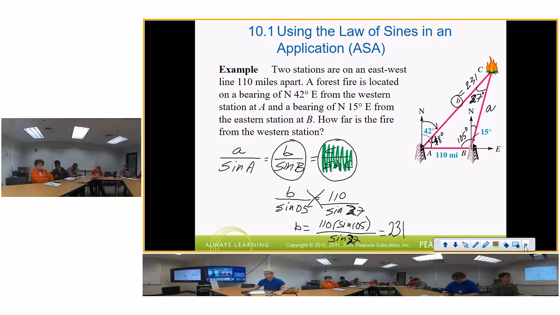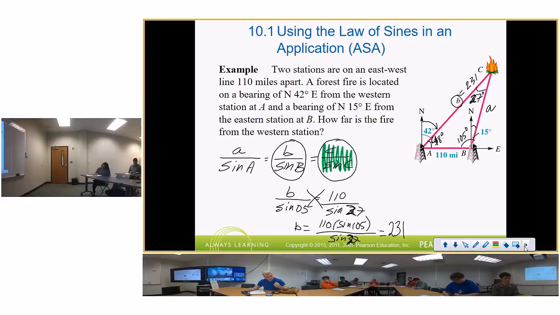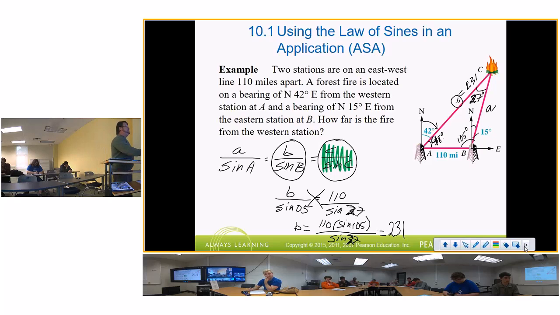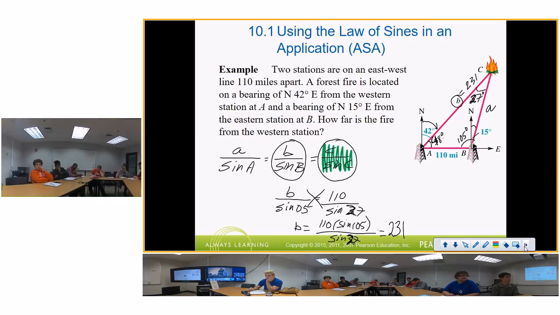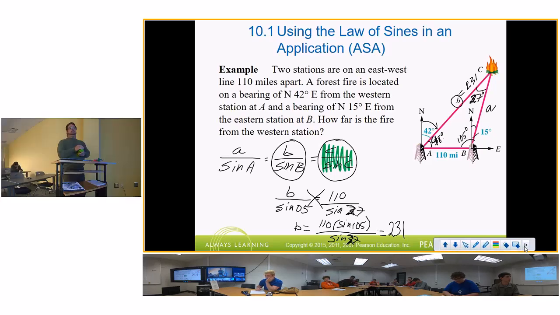Now, it's very important. If anybody's got questions, go ahead and ask now, because you're going to be building on wet sand if you don't. Because this whole chapter is going to be based on law of sines, law of cosines, and right angle trig. Some people don't even understand building on wet sand.